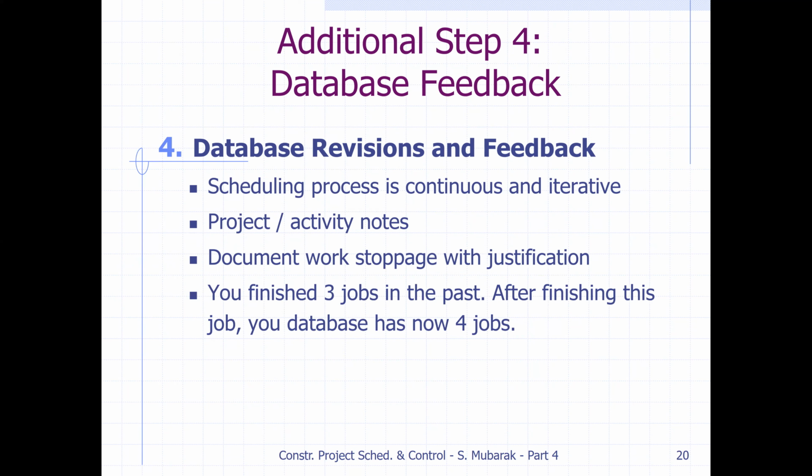You finished 3 jobs in the past. After finishing this job, your database now has 4 jobs. Like the primary schedule, it is a database schedule. When the planning engineer has worked on 3 jobs and now completes this one, that is 4 jobs, meaning you already have experience of 4 jobs. This will serve as good learning for the next projects. So this database will help you in making the schedule for the next project.